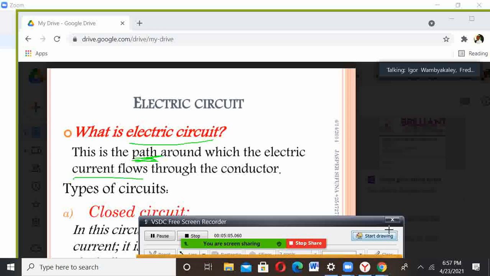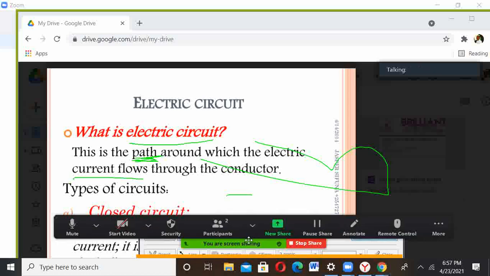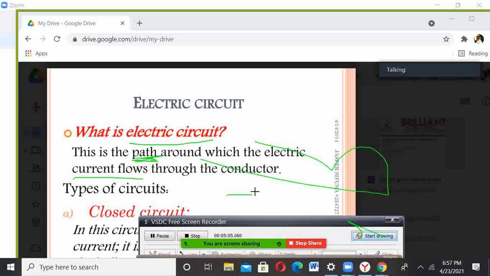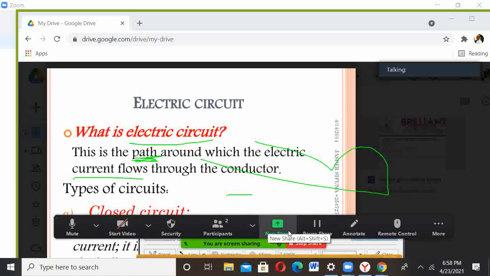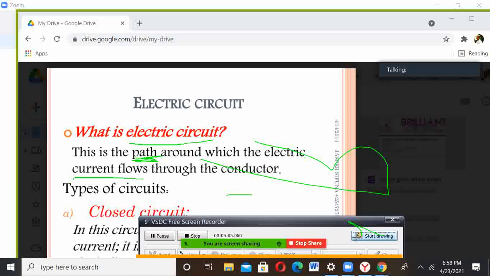These circuits, I don't know. Let me try to. The biro is as hungry. Let me just refresh it. I'm sorry, a bit, I refresh it.